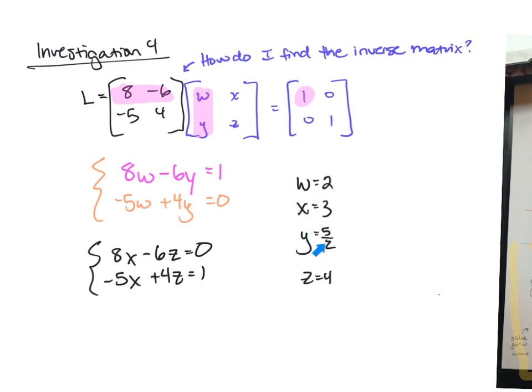W is 2, x is 3, so the matrix that we would end up with getting is, instead of all this up here, get rid of that, is that we would have the matrix 2, 3, 5 halves, and 4. And by all means, pause the video and double check me, but you will end up getting the identity matrix. So if this is L, then this is L inverse. Okay.